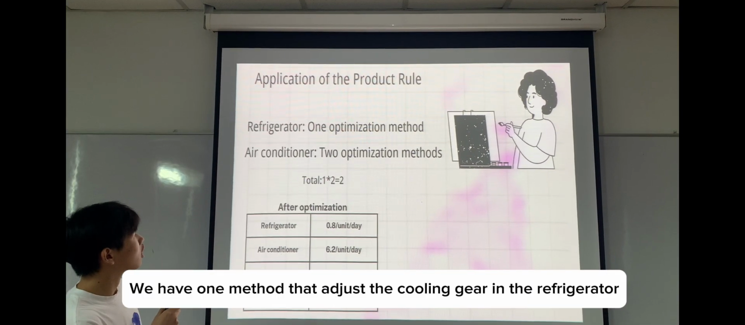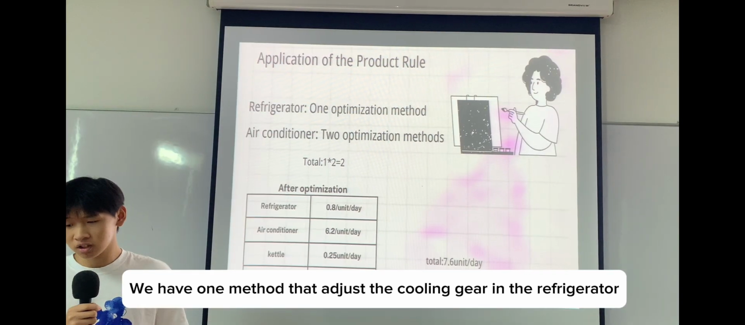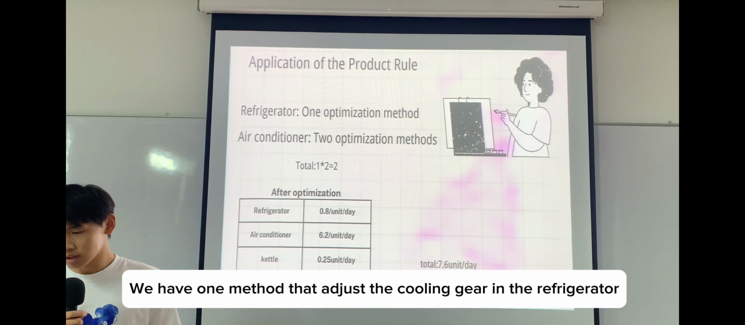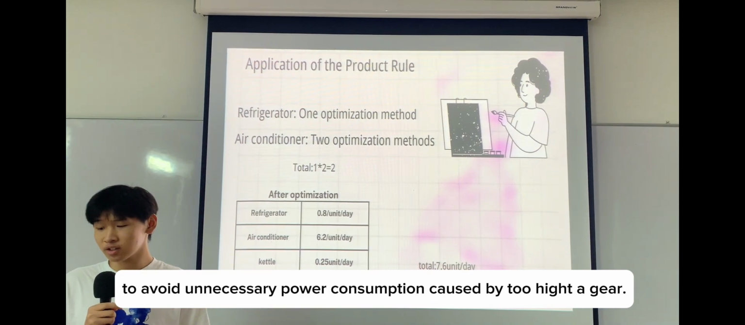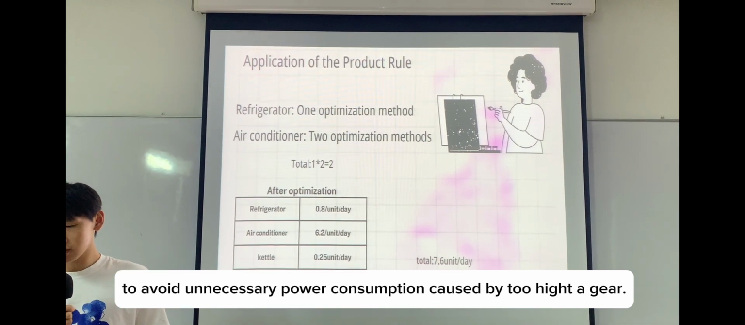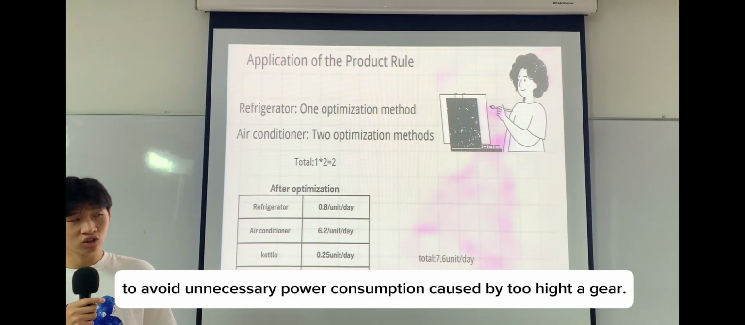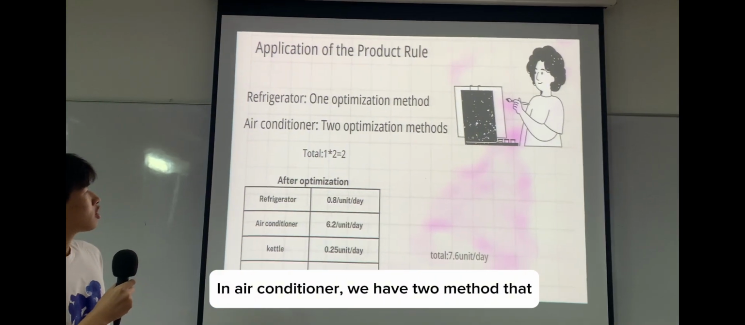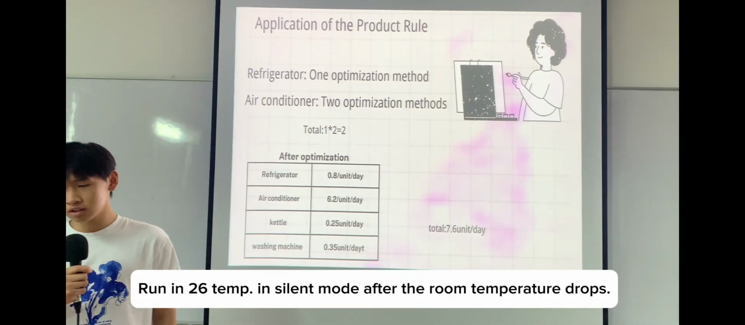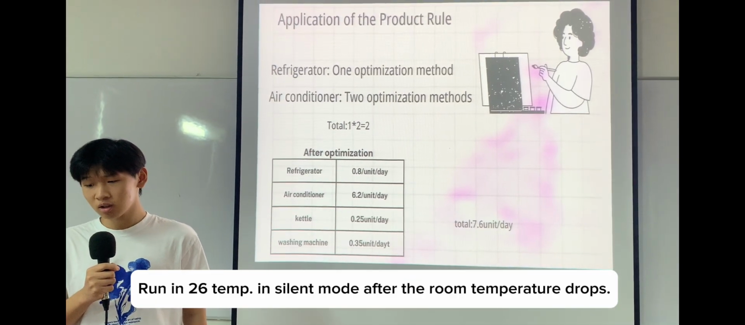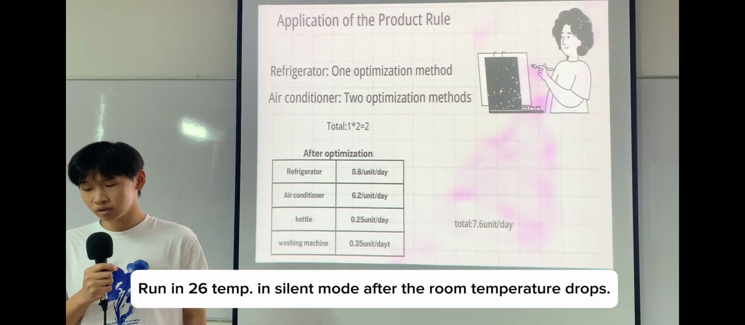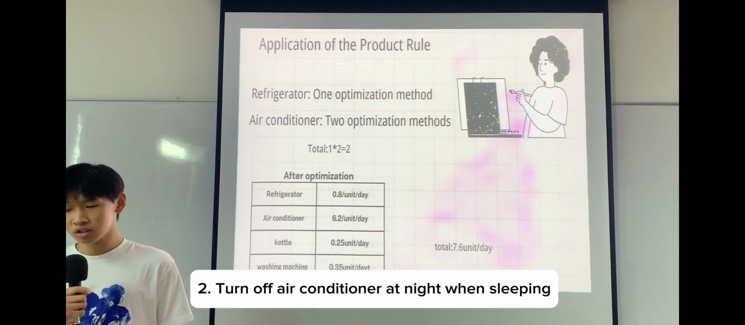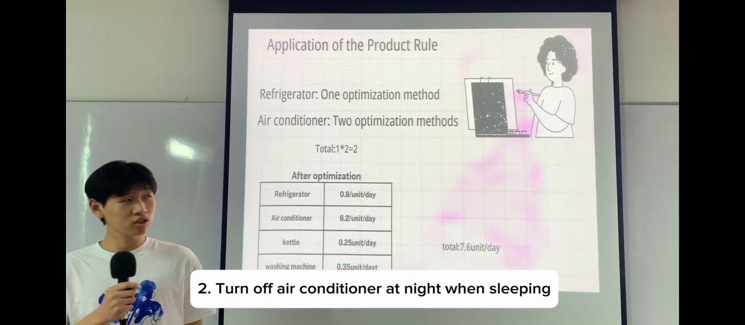Next up, we need to talk about how to lower power consumption. We adjust the cooling setting in the refrigerator to avoid unnecessary power consumption caused by too high energy. In the air conditioner, we have two methods: running at 26 degrees silently, which brings the room temperature down, and turning it off when sleeping.